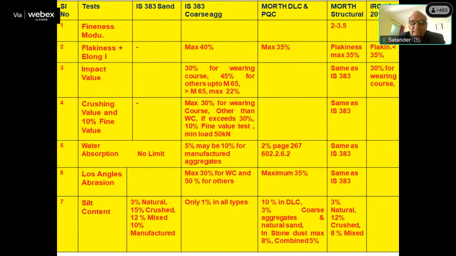Suppose you are checking the aggregate. So what are the code provisions? What is 383? Whether we have to follow 383 or MORTH book or IRC 15 or structural. So what are the different parameters which are given in the code provision? We have to refer to that. Mainly water absorption not more than 2%, Los Angeles not more than 50%, silt not more than 5 or 8%, depending upon the case. So these are the few things which we should check at site.